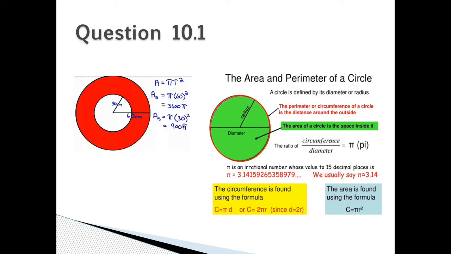The circumference is found using the formula C is equal to pi times d, or C is equal to 2 pi r, since d is equal to 2r. The area is found using the formula A is equal to pi r squared.